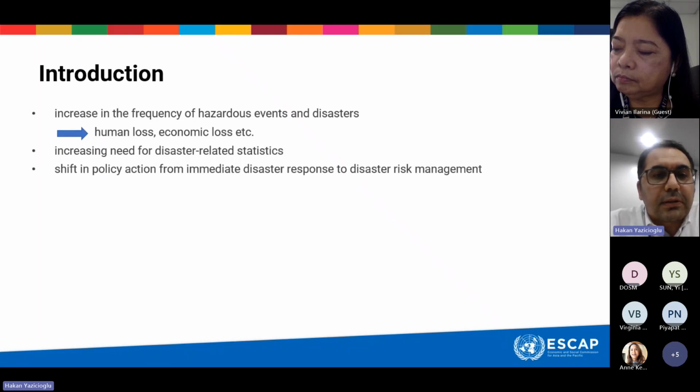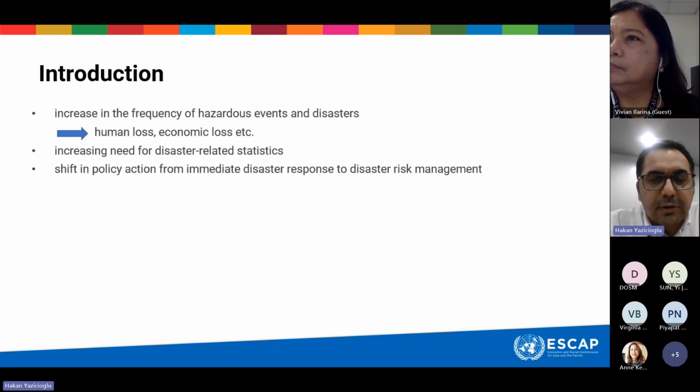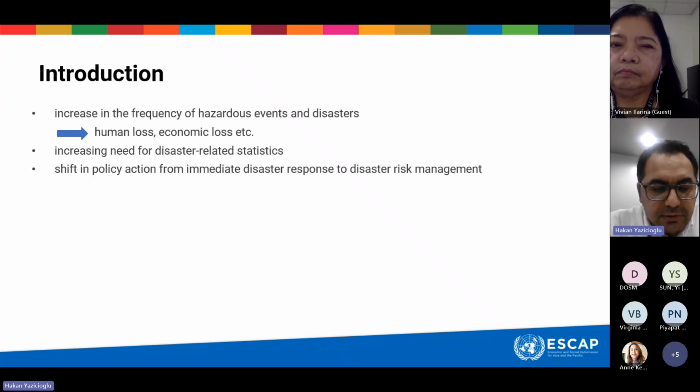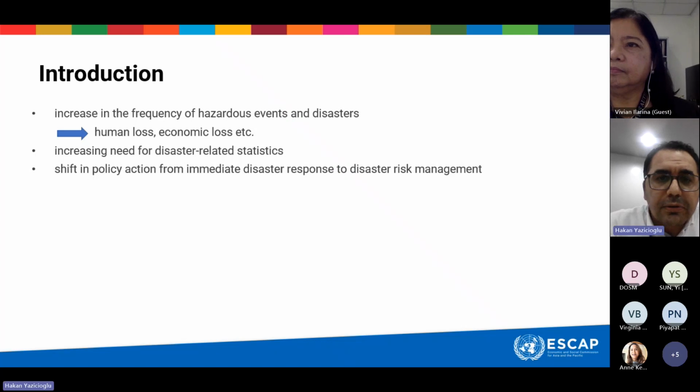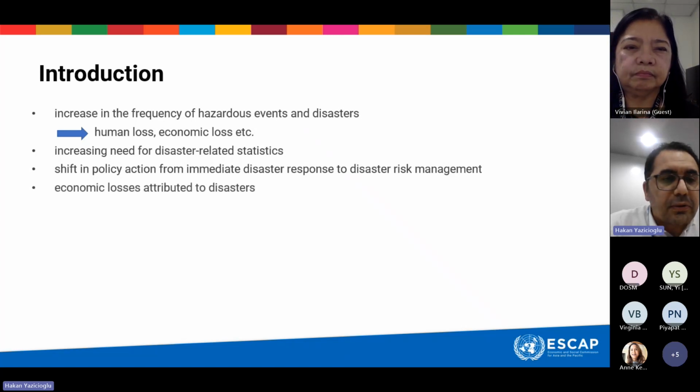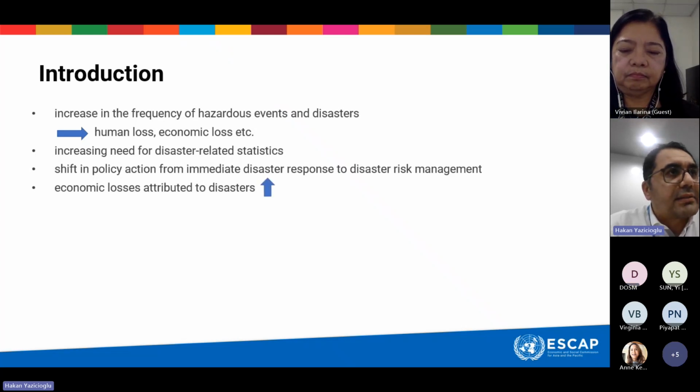We also know that policy action is shifting from just response during a disaster to disaster risk management. So we need to continue to take action to reduce the risks of disasters, and we have to make this risk management. As we also know, the economic losses attributed to disasters are increasing.